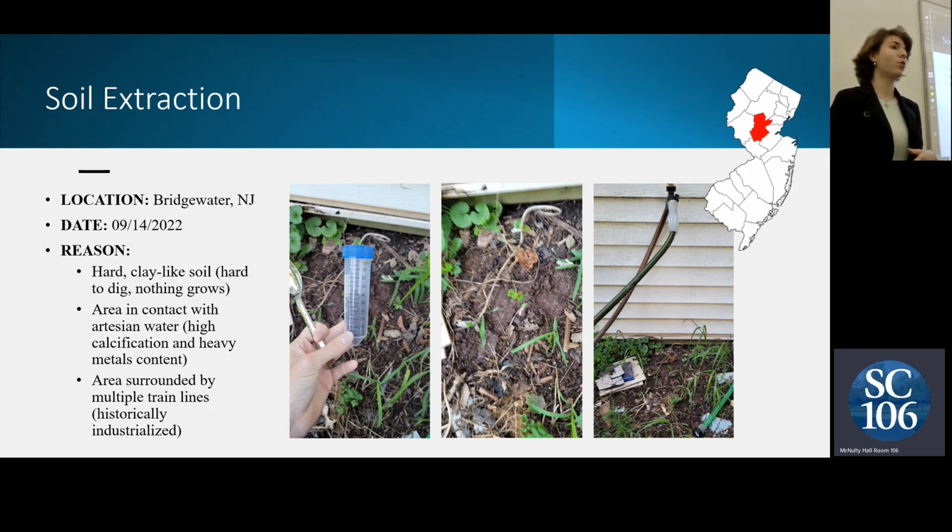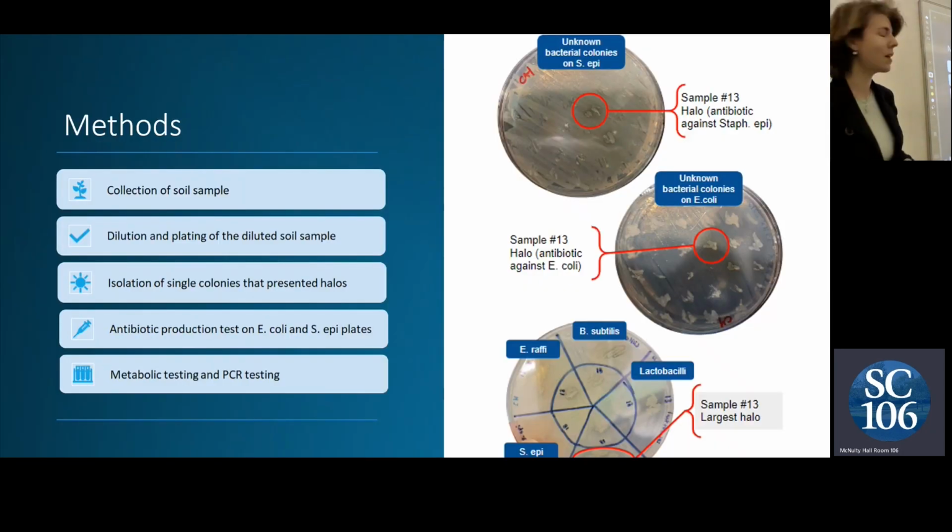And I thought this was important because artesian water is from the underground wells, and this means that it's less altered than water that we would get from like the community sewers. Also, this area is historically industrialized, so it has a bunch of trains, lots of air pollution. So I was thinking this bacteria could be a little bit more mutated than the rest that we can find.